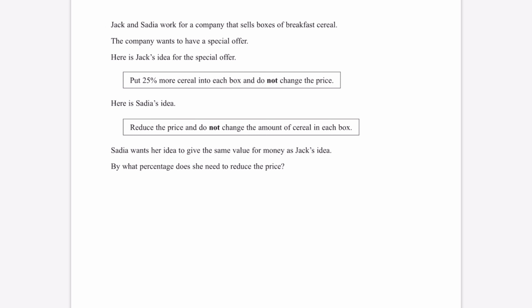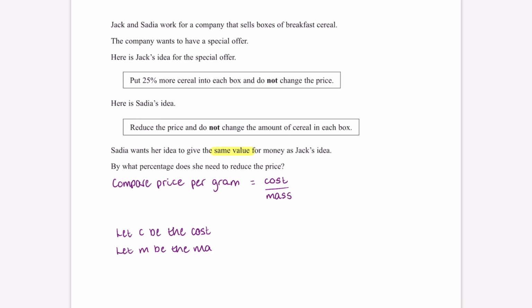So the first thing we need to note for this question is if Sadia wants her idea to give the same value for money as Jack's idea, then we're going to want to compare the price per gram of cereal. And the price per gram of cereal will be equal to the cost divided by the mass. So we can let C be equal to the cost, we can let M be the mass, and we can let X be equal to the multiplier for Sadia's price reduction.